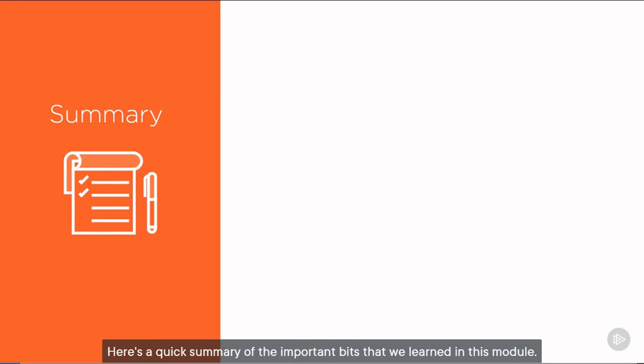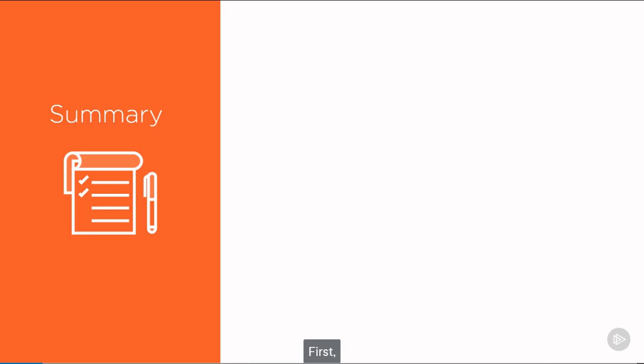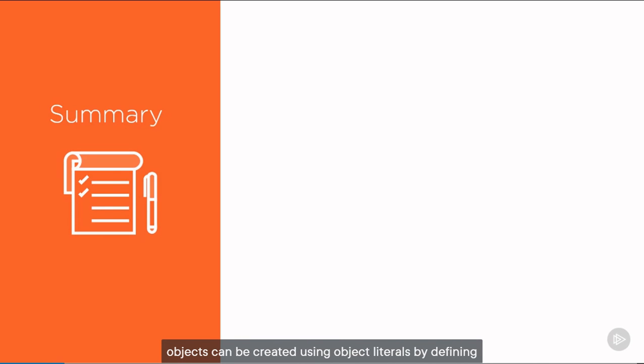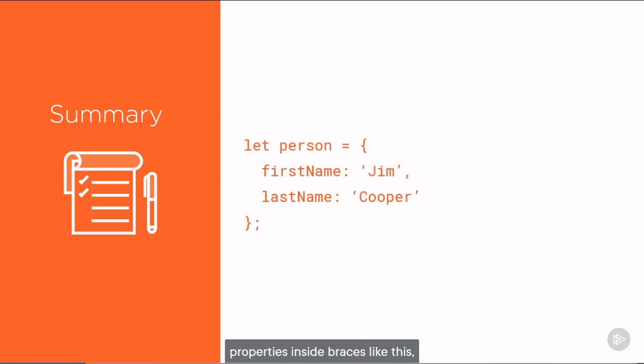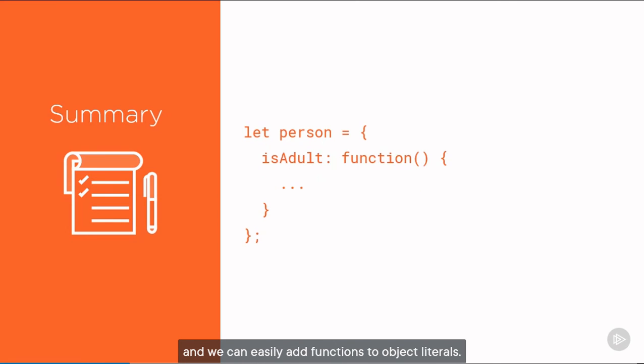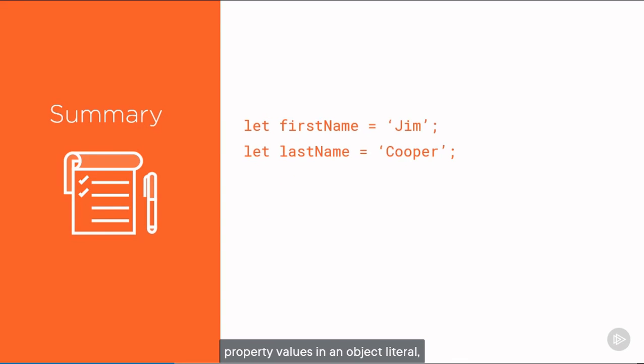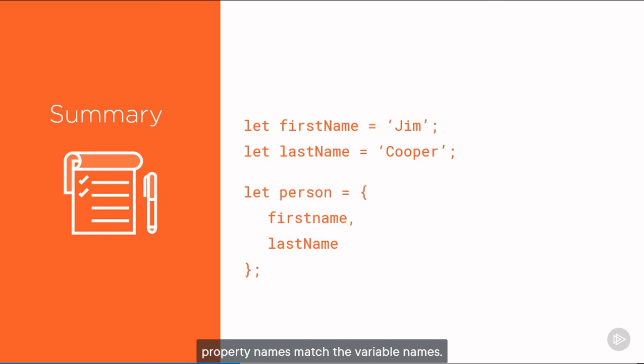Here's a quick summary of the important bits that we learned in this module. First, objects can be created using object literals by defining properties inside braces like this. And we can easily add functions to object literals. If you're using existing variables to initialize property values in an object literal, you can use the shorthand syntax like this if the desired property names match the variable names.